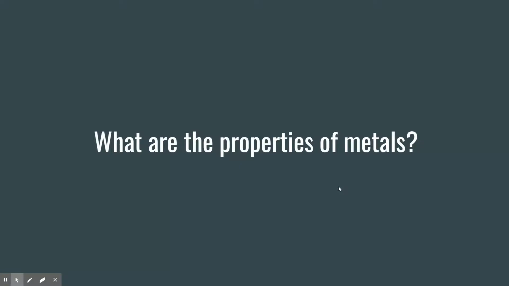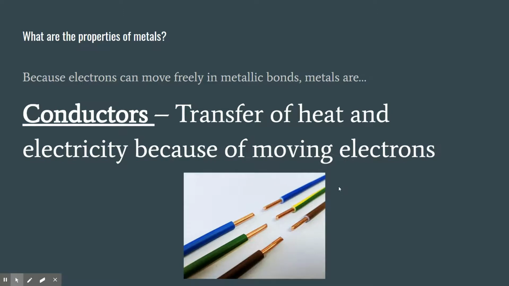So, what are the properties of metals? We've talked about this before, and we know that metals are good conductors. That means that they're able to transfer heat and electricity well. And this is because of two things. Number one is the delocalized sea of mobile electrons. Since the electrons are already moving, it's very easy for electricity to flow because electricity is the movement of electrons.